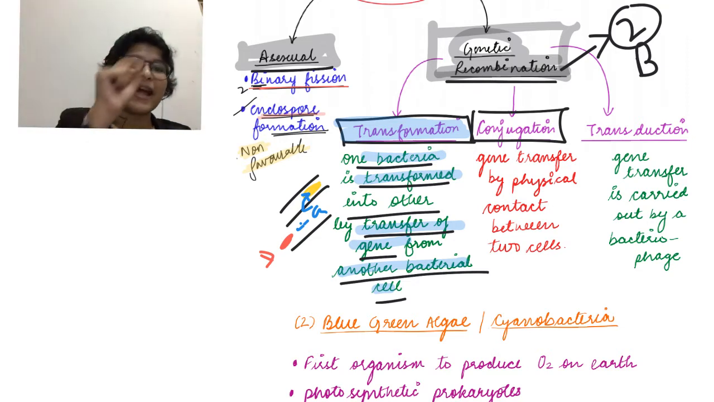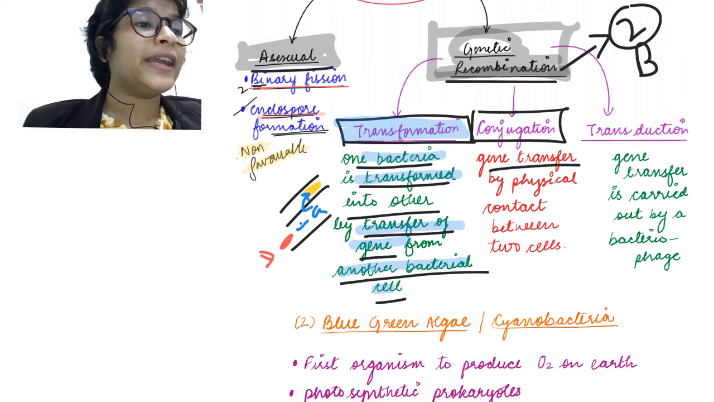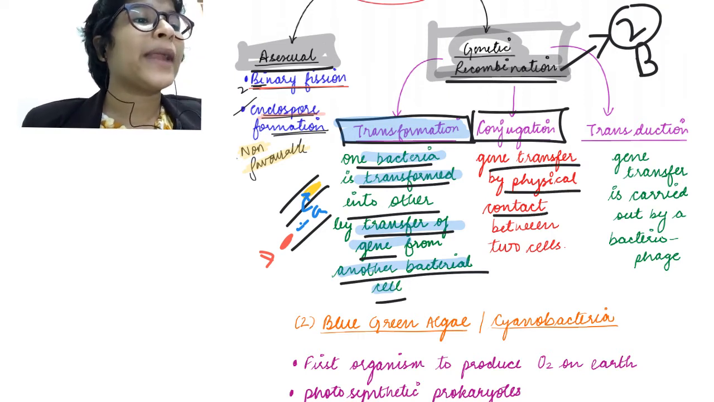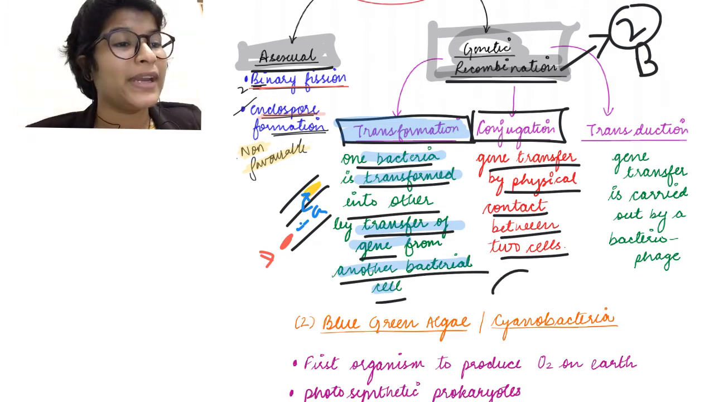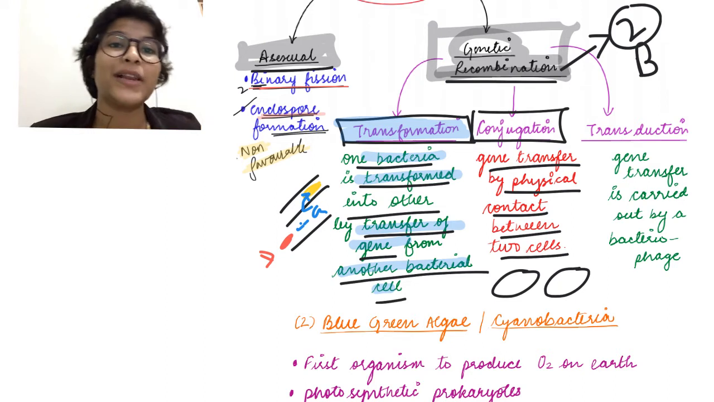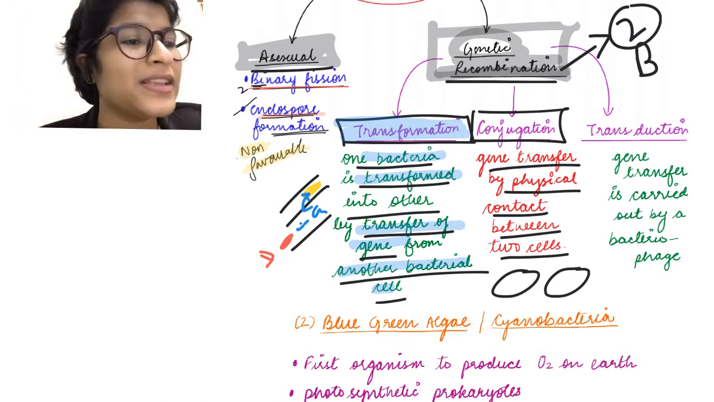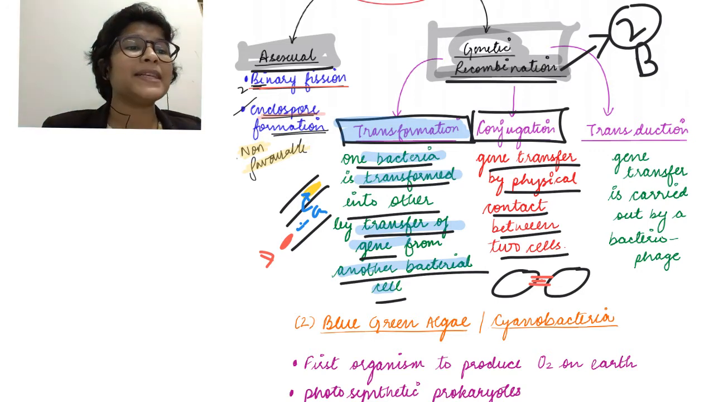So this is conjugation. Conjugation is genetic transfer by physical contact between two cells. That is, this is one bacteria and this is the other bacteria, and there has to be physical contact through something called pili. These are conjugation pili.